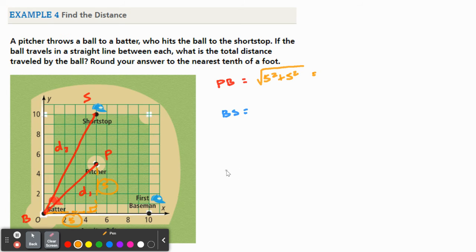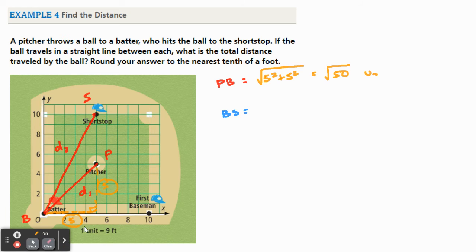So for right now, we're just going to do 5 squared plus 5 squared. 5 squared is 25. 25 plus 25 is 50. We're not going to type in the square root yet. We're going to wait. Okay. Now, this is units. One thing that I actually just noticed here as I'm making this video is this right down here. 1 unit is 9 feet. So we have to make sure that we convert that in the end. Okay. All right. So I'm going to write right here. 1 unit equals 9 feet. We'll talk about what that means in a second.